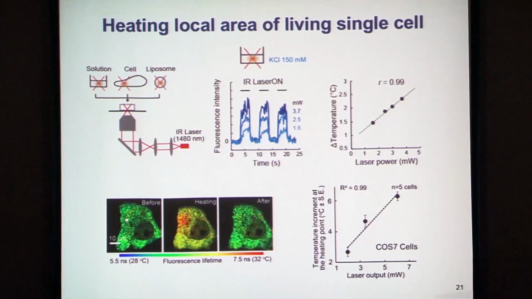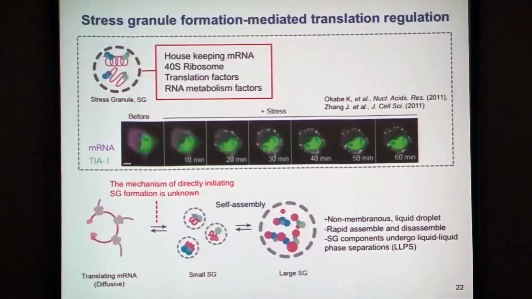I would say the 2 micrometer area in the cells, in a laser strength dependent manner. When you look at the temperature change in the solution and in the cell at the same laser power, the temperature increase in the cell is higher than in a solution. This is interesting because this suggests that heat conduction is limited even in living cells. But anyway, we can heat the local area of the cell using this.